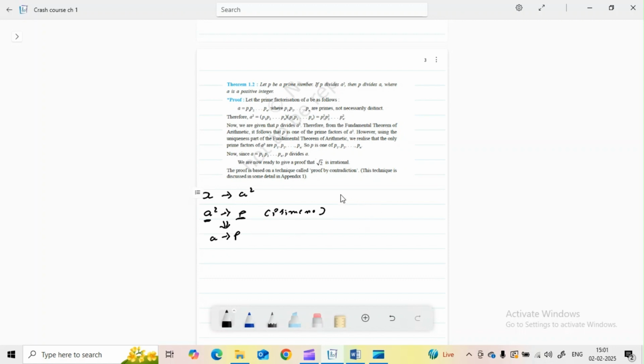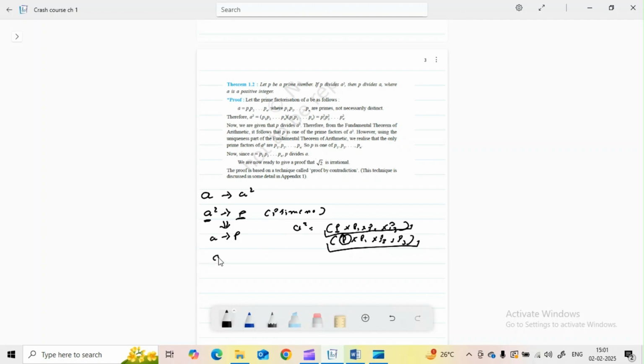How can we write this? Let's take a square and write it in terms of the sequence of prime numbers, so let's say p, p1, p2, p3 for a square, and again p, p1, p2, and p3. As p has to be there, it is divisible by a square. Now, this part is a and this part is again a. So if a square is divisible by p, then this part a has to be divisible by p as well.